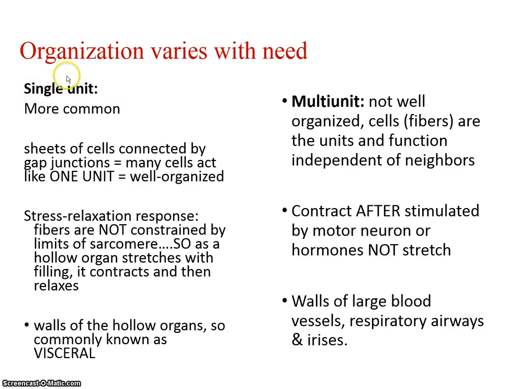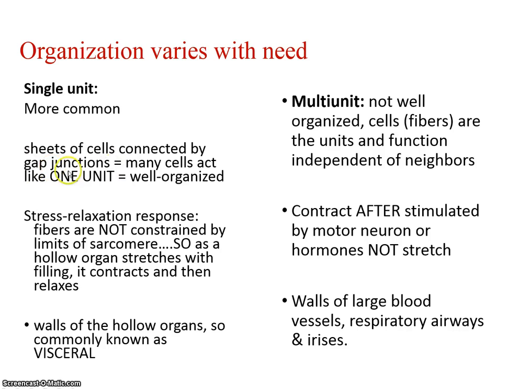We see it organized into single units, and here I say importantly, it varies with your need, or multi-unit, okay? Single units are the most common. It's basically a sheet of cells, so it acts like the cardiac muscle does. It works as one, right? All those myocytes in your cardiac muscle work as one cell when it comes right down to it, that's an organ. So smooth muscle has this capability as well, and this is the most common way it works.